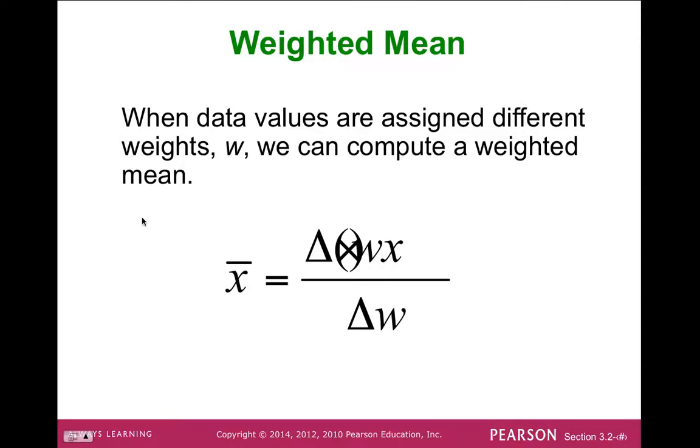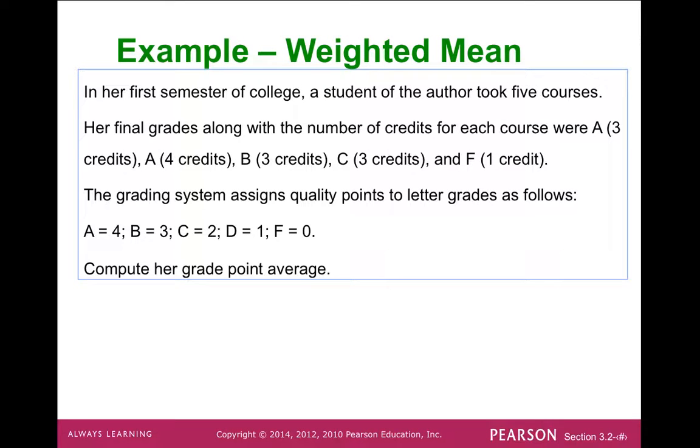Okay, a couple of other things, but like I said, we're not going to spend a ton of time on these. You can also calculate what's called a weighted mean. So this is when data values are assigned different weights, and those weights are represented by the symbol w. And you can compute a weighted mean. One of the types of weighted means that typically gets used is in calculating grades. So let's look at this example.